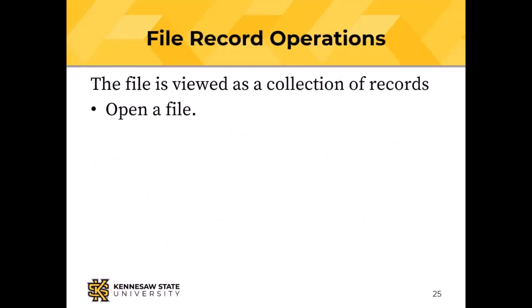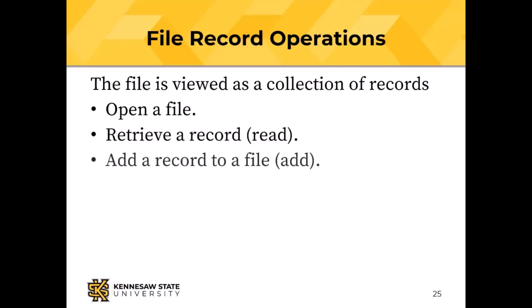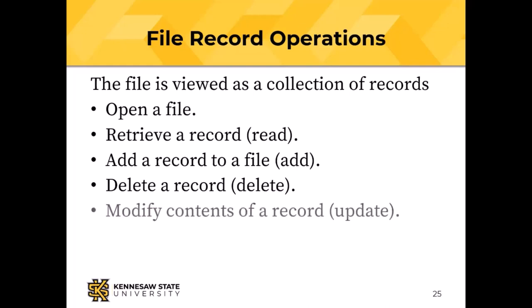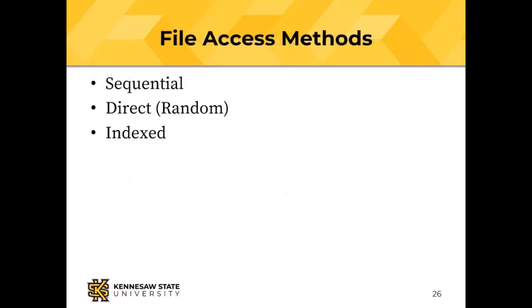Some files allow us to perform record operations. In this case, the file is a collection of records, usually fixed length. We can still open it and also close it, but now we can retrieve a particular record, add a record to the file, delete a record from the file, update a record, or close the file.